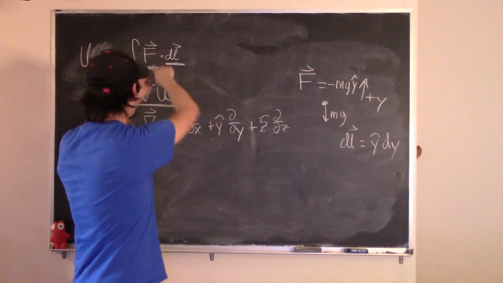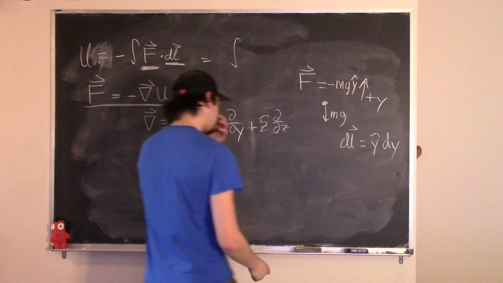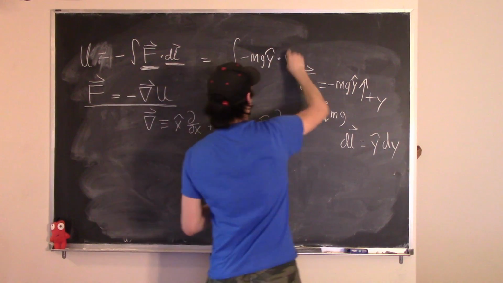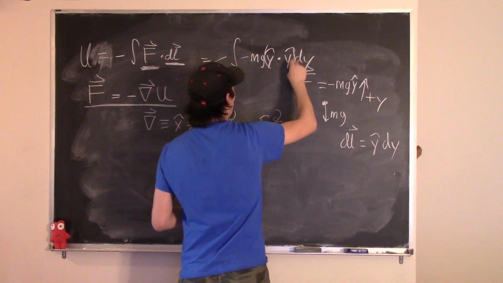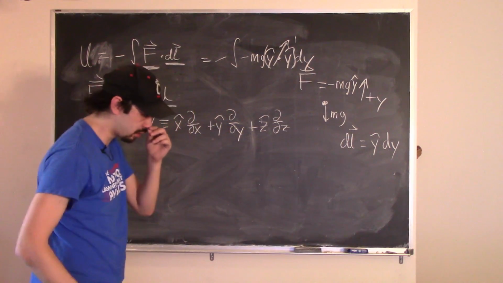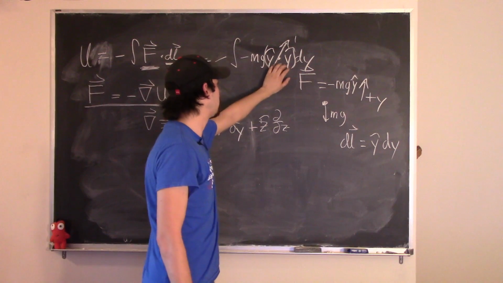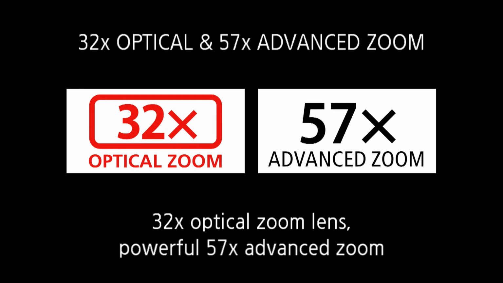So when I plug this in and I evaluate this equation, this is going to be equal to the integral of minus mg y hat dot y hat dy. Okay, so I have a negative sign out front. So y hat dot y hat is 1, because any vector dotted with itself is just the magnitude of the vector squared. But these are unit vectors, so that's just 1. And then what I have is the integral of mg dy. Now this is an integral any of us can do. It's just a constant, right? So this is just going to be equal to mgy.